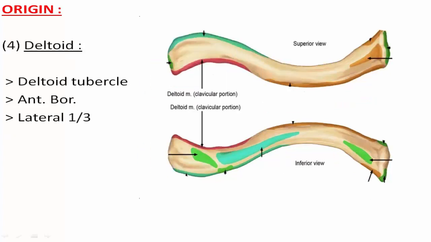As we know that the lateral one-third part has two borders, anterior border which is concave and posterior border which is convex. In the anterior border of the lateral one-third part, there is a small tubercle. This tubercle is known as deltoid tubercle, and it gives origin to the deltoid muscle.